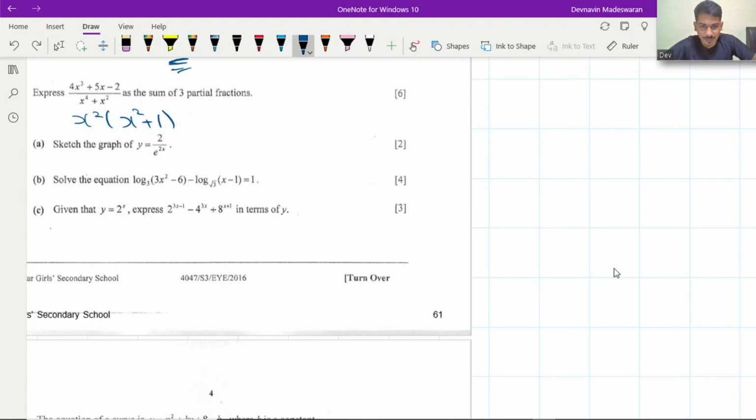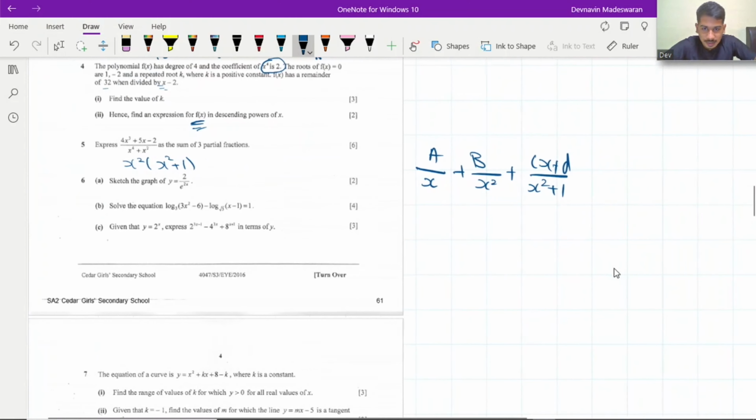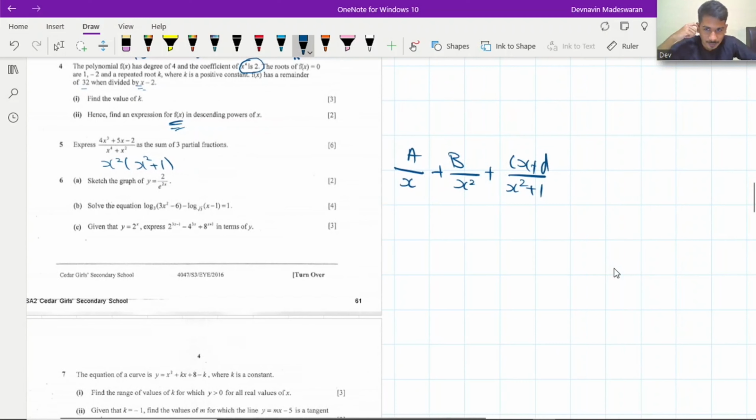This is actually really interesting because all three possible things are here. Let me show you what I mean. It's going to be A over x plus B over x squared plus cx plus d over x squared plus 1. So there's a lot happening here. It's kind of hard. Then I'll write it down: 4x cubed plus 5x minus 2.